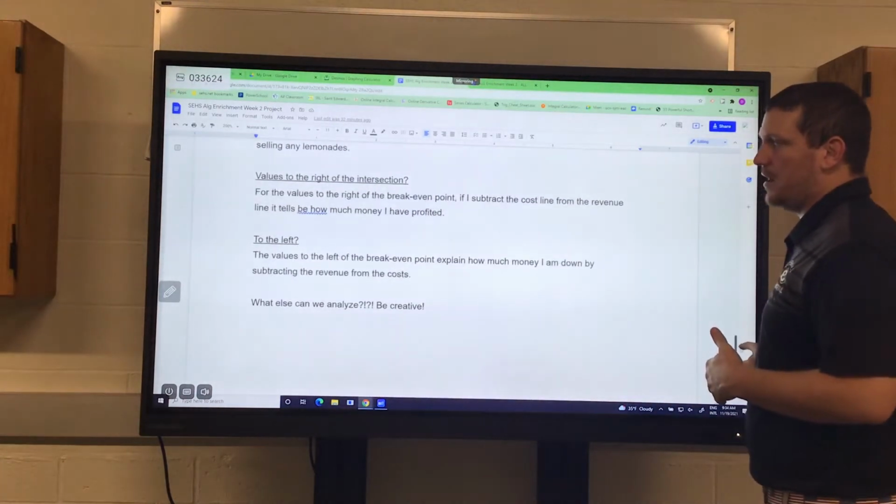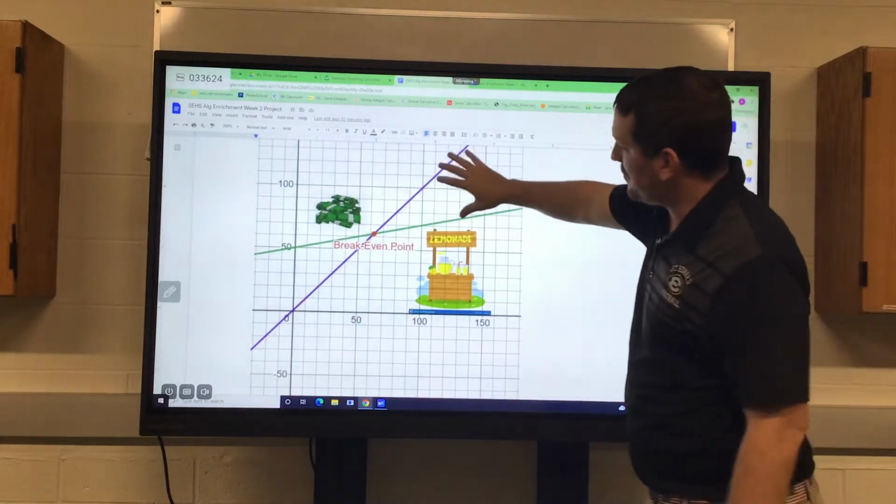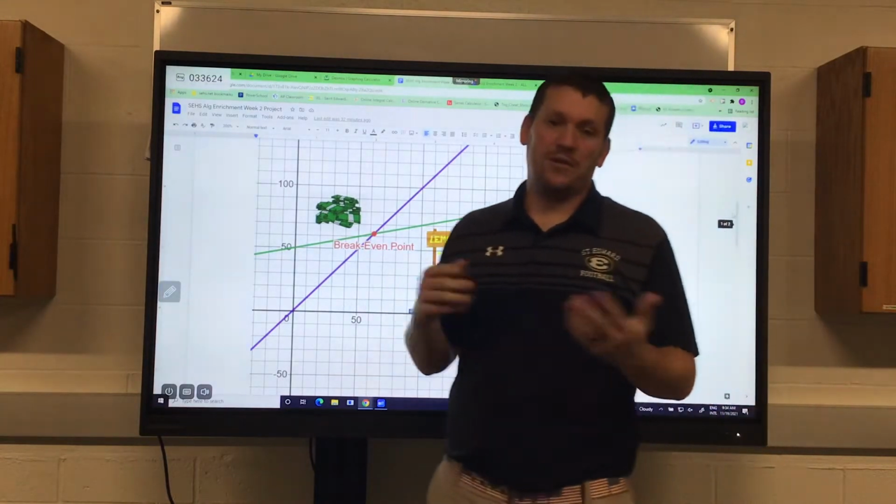What happens to the right of the intersection, to the left? So if you look at the graph, what do these values mean? If it's to the left, when do you start making money? When do you start losing money?